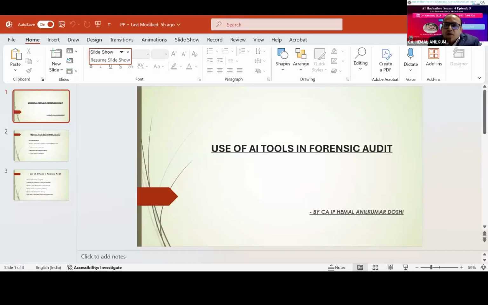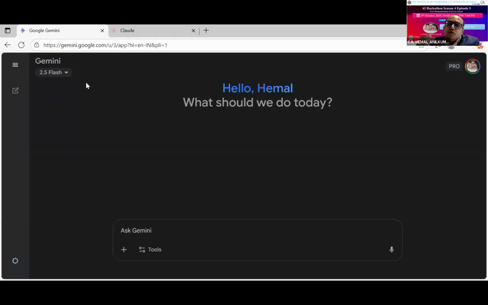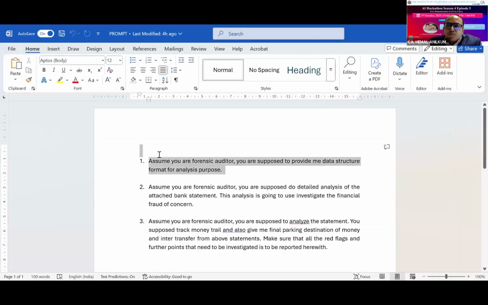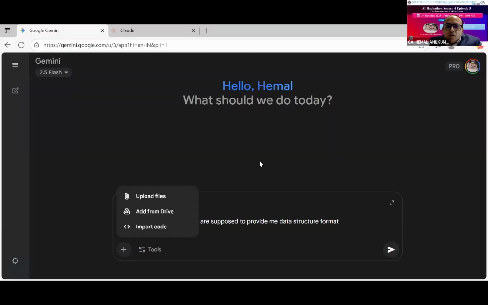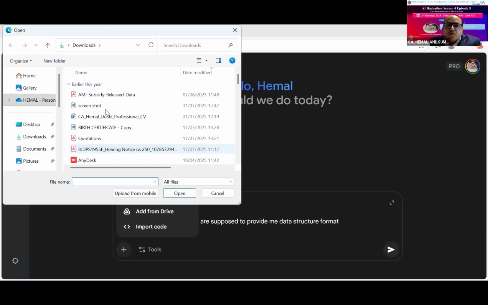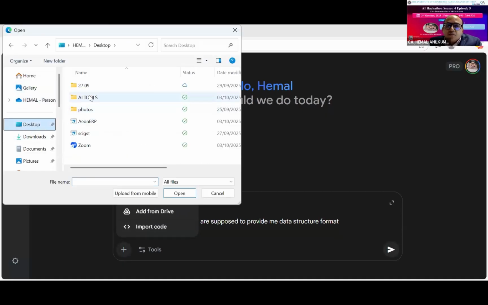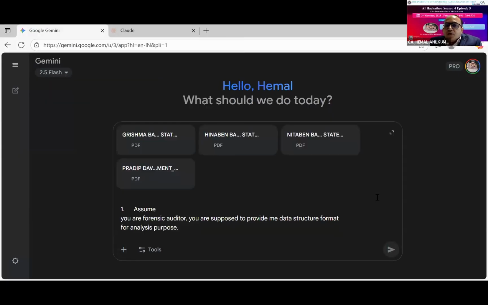Here I start my presentation of the data analysis tool. First, just a simple structuring in case of Gemini. Manual PDF statements which are scanned are restructured by Gemini, which is not practically possible in case of the software that is used for analysis.